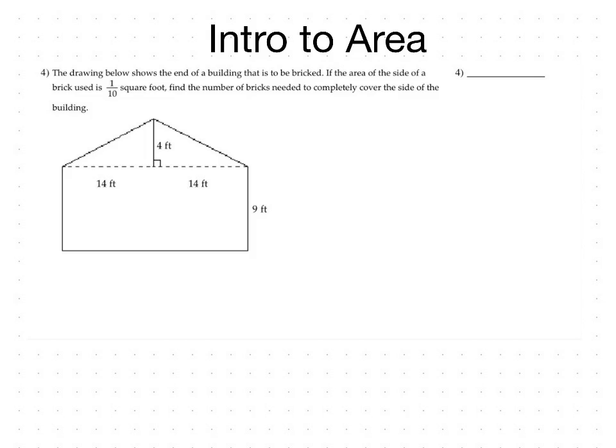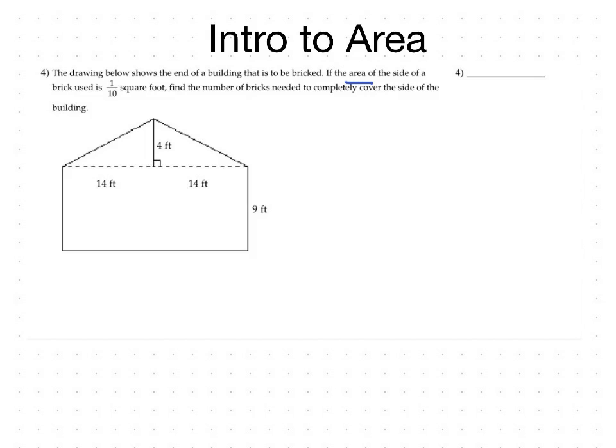I'm going to read it because it's not very clear for some reason in this slide. The drawing below shows the end of the building that is to be bricked. If the area of the side of a brick, one brick, is 1/10 of a square foot, find the number of bricks needed to completely cover this side of the building.